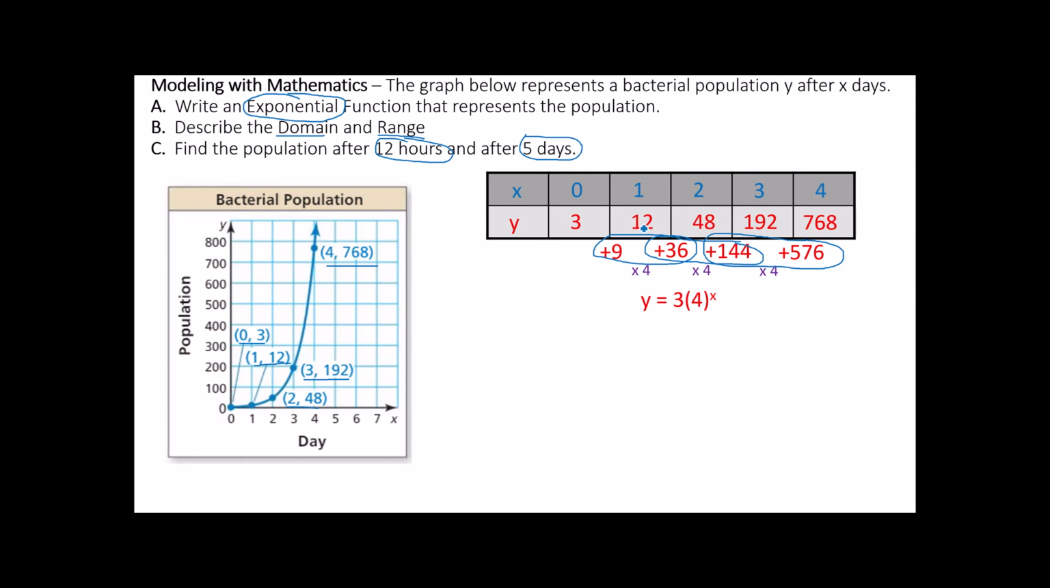3 times 4 is 12, times 4 is 48, times 4 is 192, and we go one step farther than that and do times 4 is 768. That's the answer to part A.